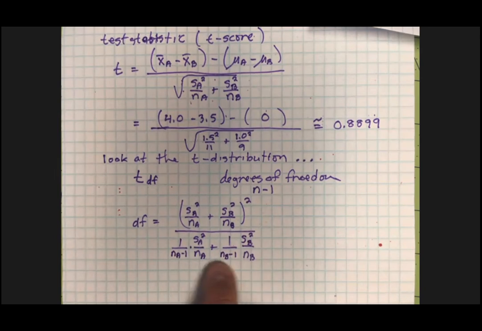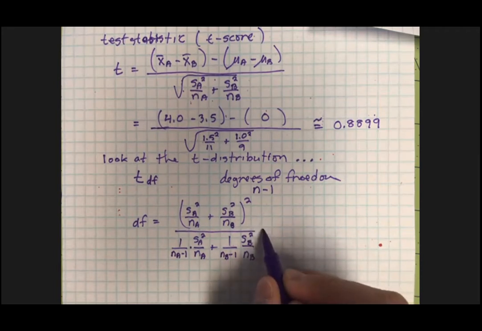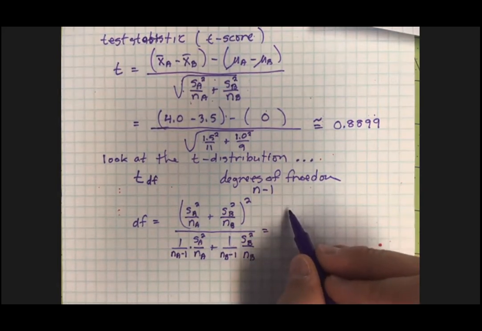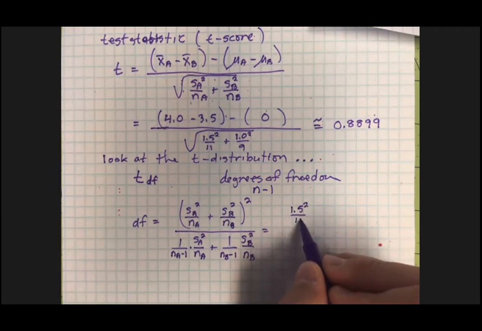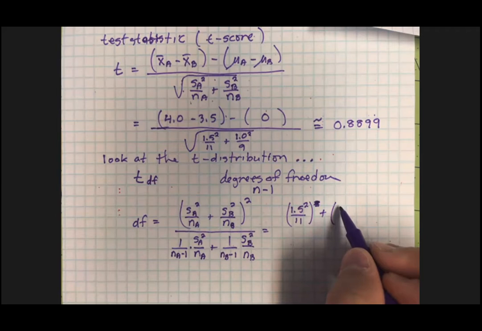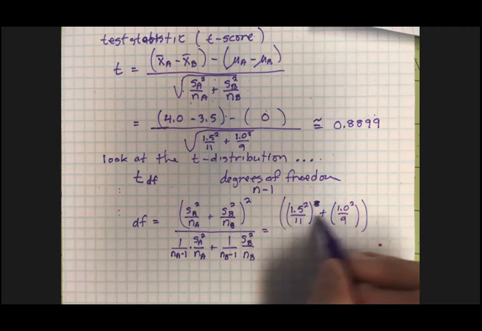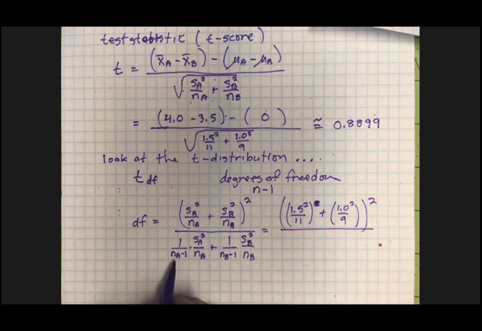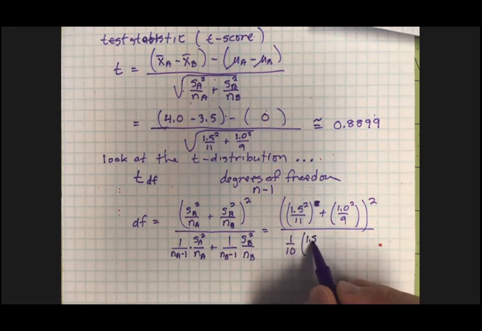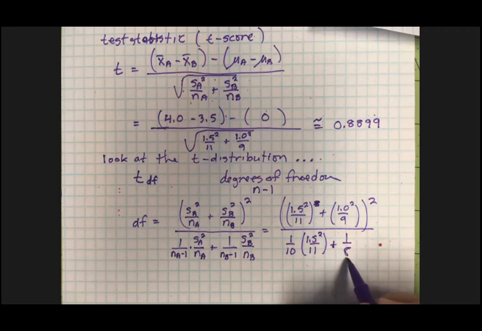Okay, this is a horrible, horrible number to compute. There's no way I'm going to do this without a calculator. But I'll at least fill in the blanks so you can see the numbers that I would use right here, all from the samples that I took. 1.5 squared over 11, sorry, don't square that. Square after I add 1.0 squared over 9. Okay, so those two things added together squared, divided by, now remember sample size A was 11, so 1/10 of 1.5 squared over 11 plus 1/8, sample size was 9 at college B, of 1.0 squared over 9.